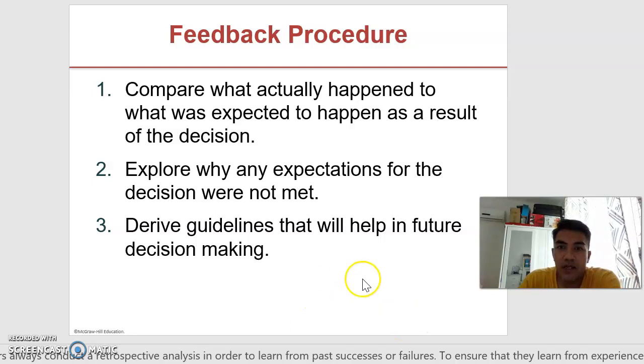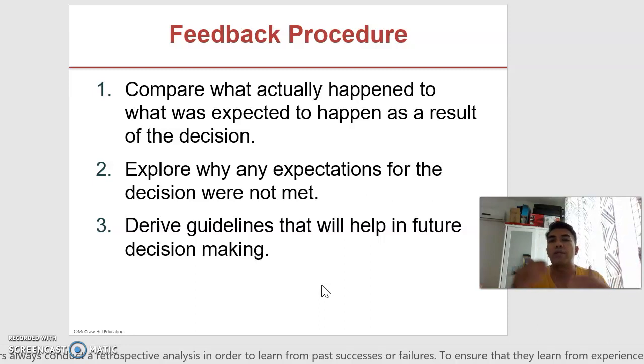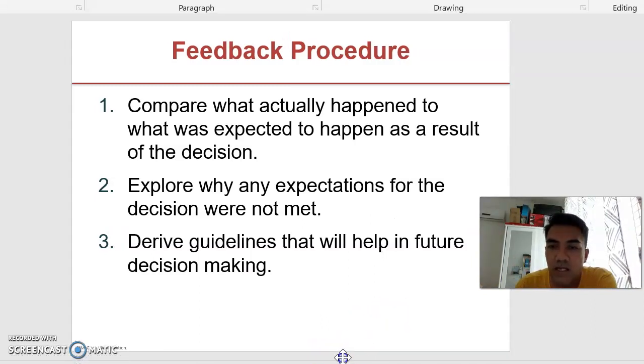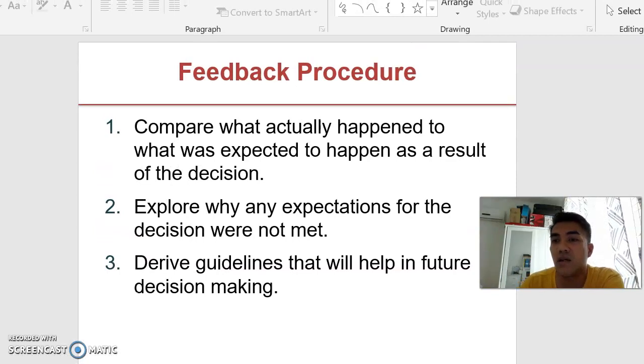And then the feedback procedure, this is something that you need to do, because sometimes along the way things change. You might not be able to implement the whole thing that you wanted to implement earlier on. So maybe through the feedback procedure, you can identify if there are any expectations of the decisions that were not met, so that we can improvise or improve in the future.